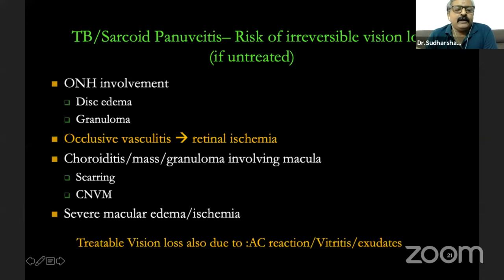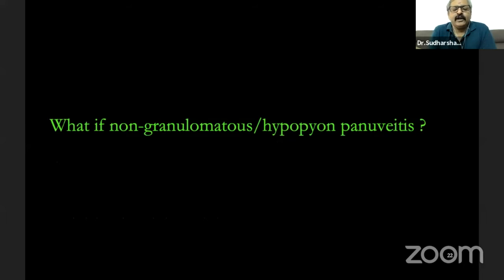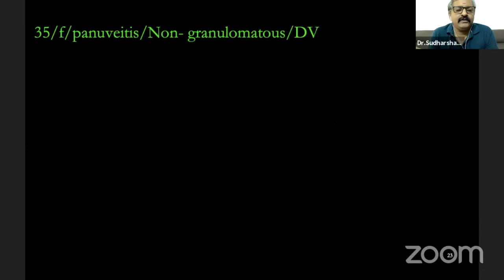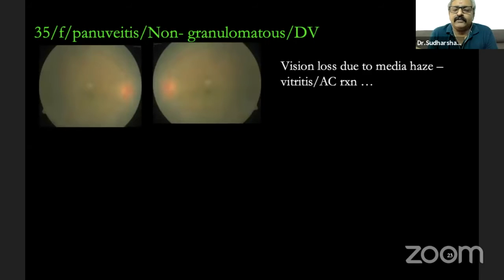So TB and sarcoid can involve the disc, choroid, or macula, but remember that occlusive vasculitis can also cause retinal ischemia, leading to vision loss. If the disease you're thinking of is a non-granulomatous panuveitis with occlusive vasculitis, sometimes presenting with hypopyon, then you're dealing with Behçet's. This is a 35-year-old with non-granulomatous panuveitis presenting with vitritis. So we thought the vision loss in this patient is due to this media haze, vitritis, and anterior chamber reaction.